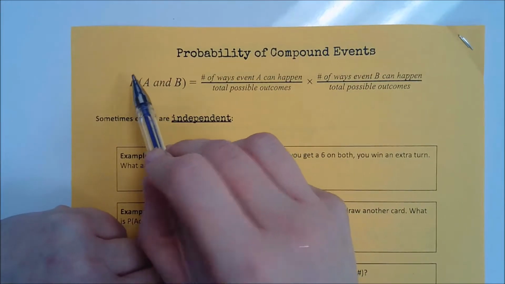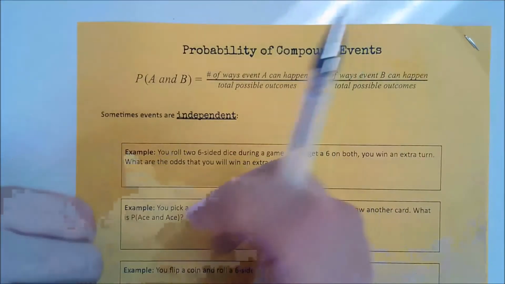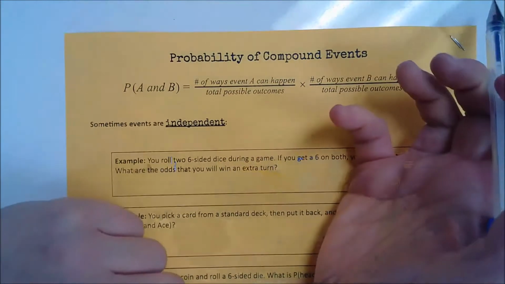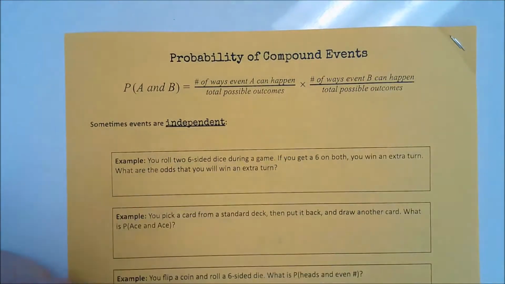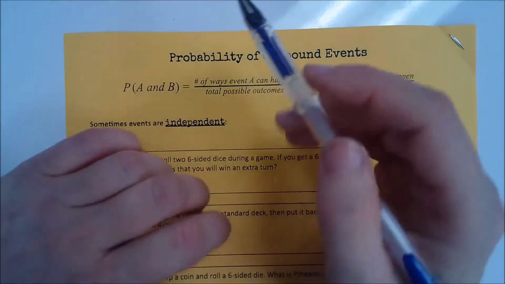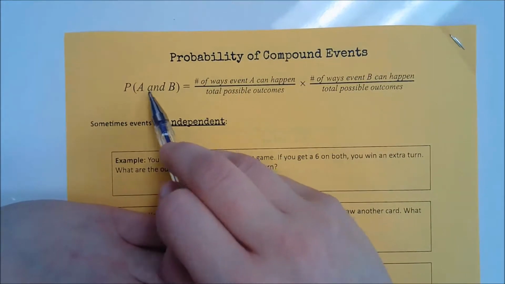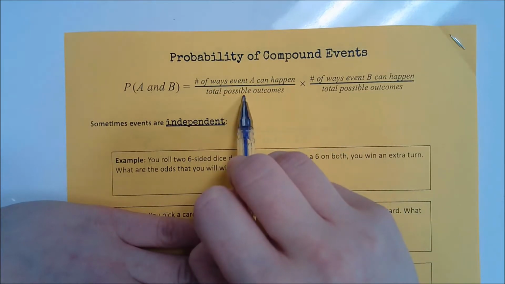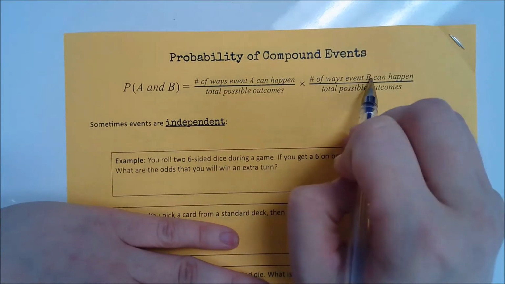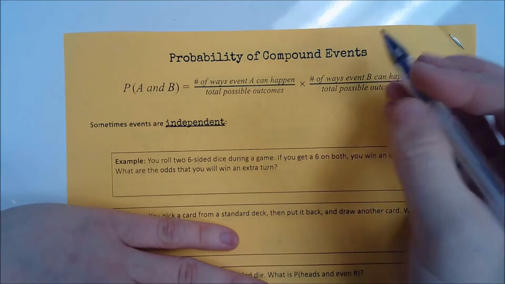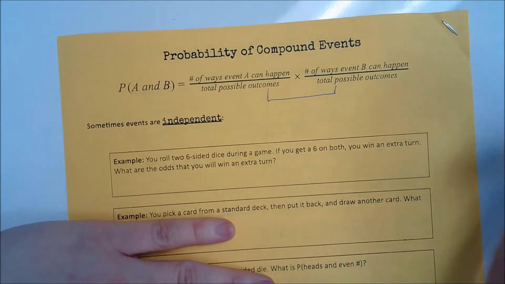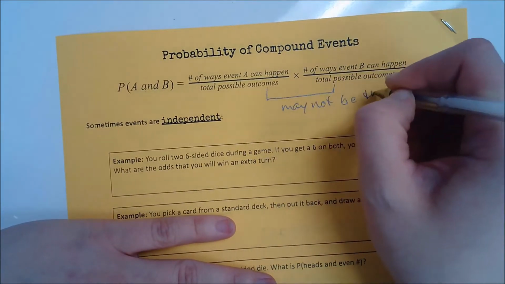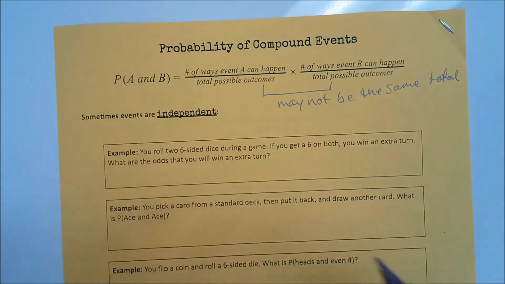So if you have 2 events that you're wondering what's the chances of one occurring and then the other one occurring after it, this is how you would go about looking at that. So the probability of event A and event B is the number of ways event A can happen out of the total times the number of ways event B can happen out of the total, and these totals may not be the same total. Something to be aware of.